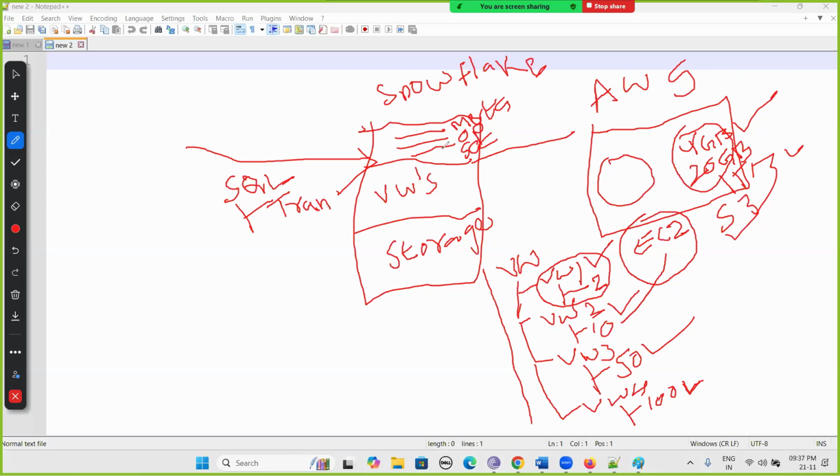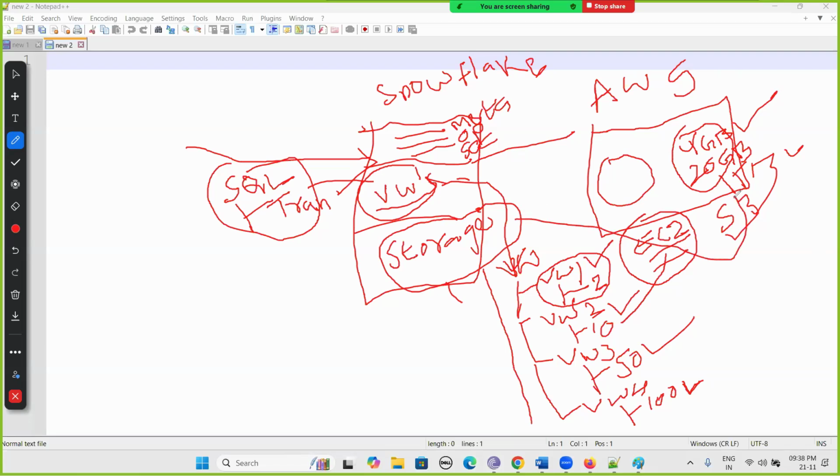By using this virtual warehouse concept, we can create virtual warehouses. So if you issue any select query, it uses a virtual machine and processes the data present in this storage. At a high level we call it virtual warehouse; at a low level it uses the EC2 concept. At a high level we call it storage; at a low level it uses S3. Clear?